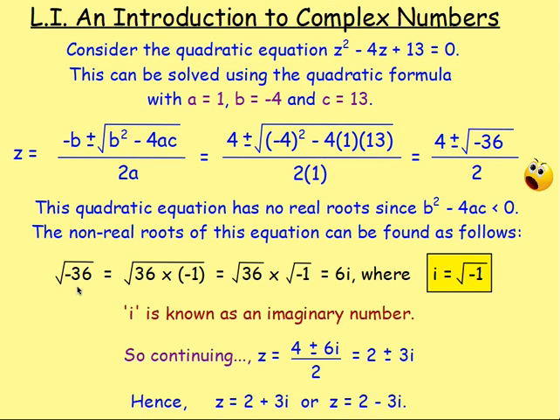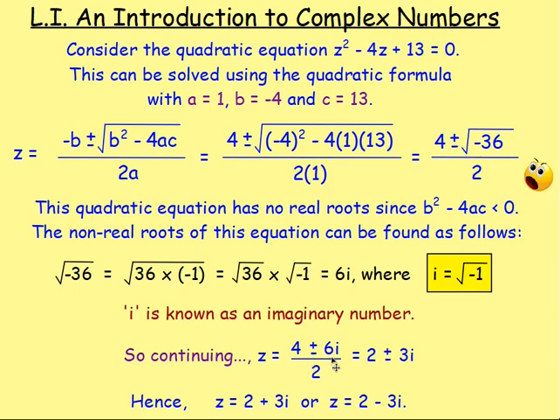Negative 36 you can split up into 36 times negative 1. And if you take the square root of that, you get the square root of 36 times the square root of negative 1. The square root of 36 is just 6, and the square root of negative 1, in maths we call it i. i for the word imaginary, it would be an imaginary number. So i is the square root of negative 1, which means you could write the square root of negative 36 as 6i.